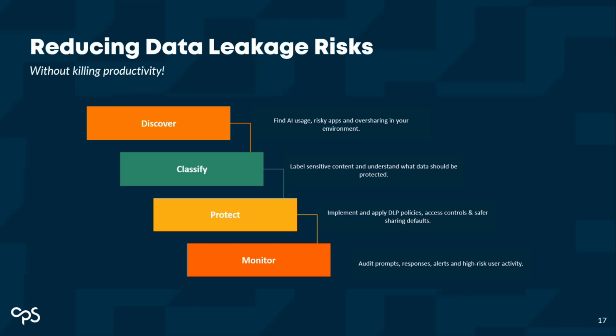Now, obviously we've gone through the discover, classify, and protect phases here as well. From here, it leads us nicely onto the monitoring phase. So once we've got all that groundwork in place, we can start auditing things like prompts. We can understand the responses that we're getting back from agents as well. So we can start seeing more information there. And then we can start triggering alerts based on high risk user activity.